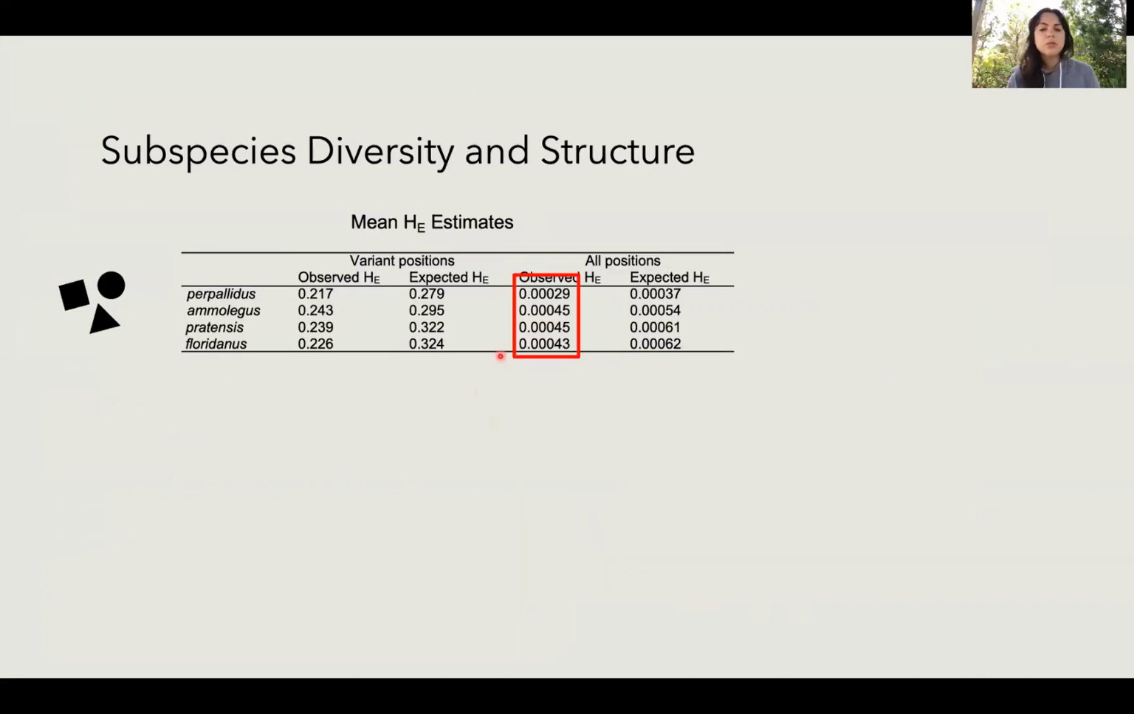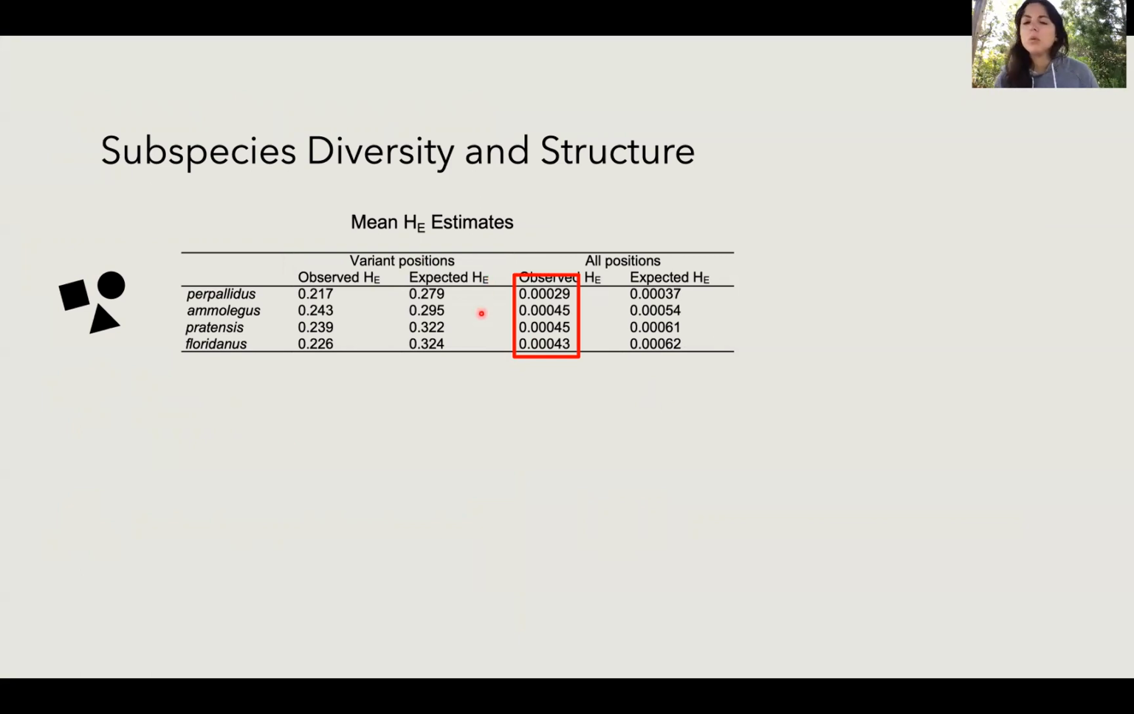So first, I assess genome-wide diversity using heterozygosity as a metric, and simply put, the higher the value of heterozygosity, the higher genetic diversity is, and vice versa. And so here in the red box are the values I calculated for the different subspecies.